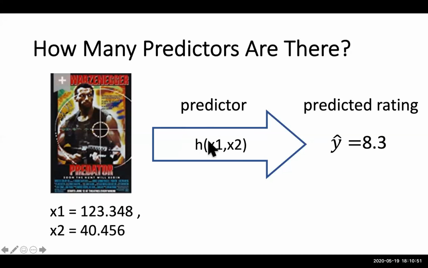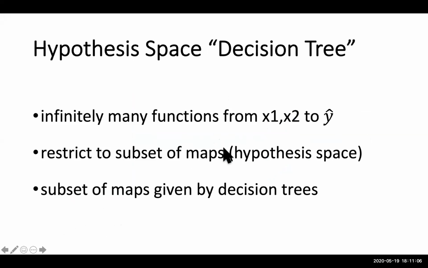And there are different choices for a hypothesis space. One option would be to just consider maps that take a weighted sum of x1 and x2. This is the linear hypothesis space that we have talked about in previous lectures. Today we talk about another class of functions, or subset of functions, which is called a decision tree.